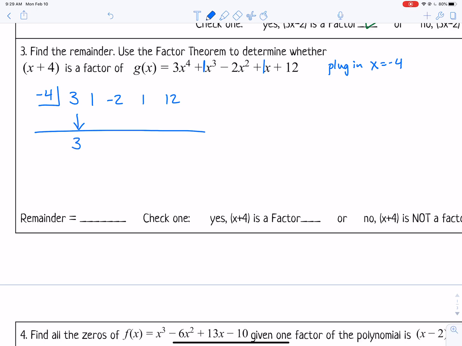Bring down the 3 to get started. So 3 times negative 4 is negative 12. 1 plus negative 12 is negative 11. Negative 11 times negative 4 is positive 44. Negative 2 plus 44 is 42.